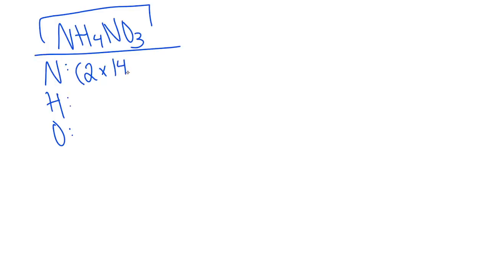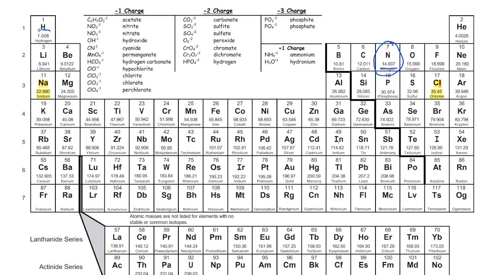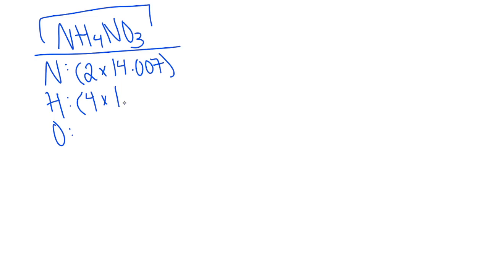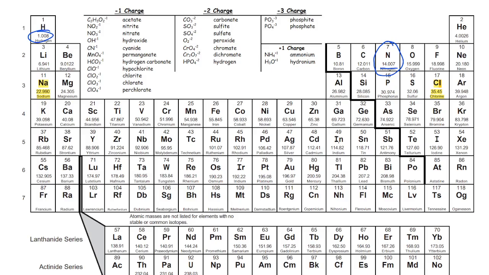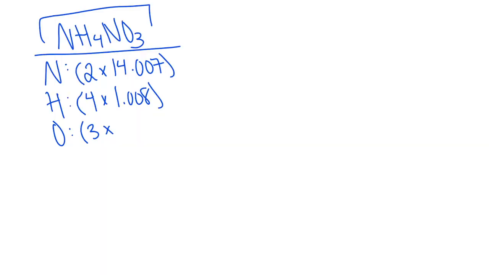So 14.007. And then for hydrogens, how many are there? 4. So I do 4 times the molar mass of hydrogen, which is 1.008. And then for oxygen, I have 3 of them. So 3 times the molar mass of oxygen. Oops, this one. 15.99. Good. So 15.999.